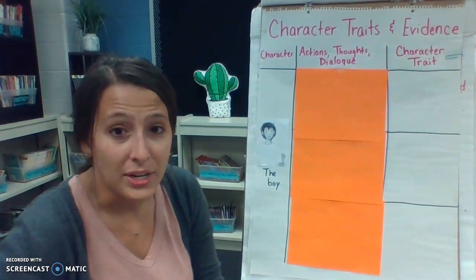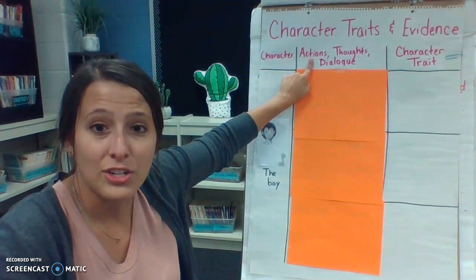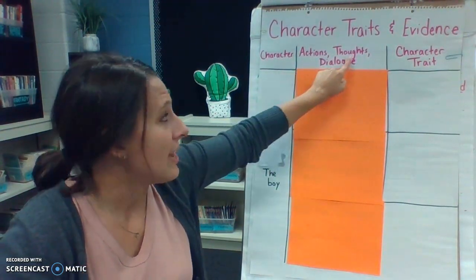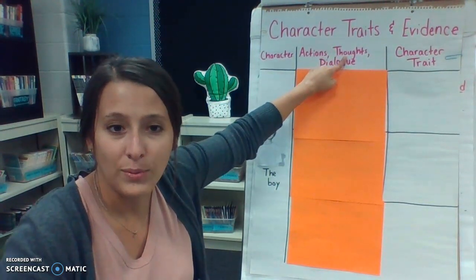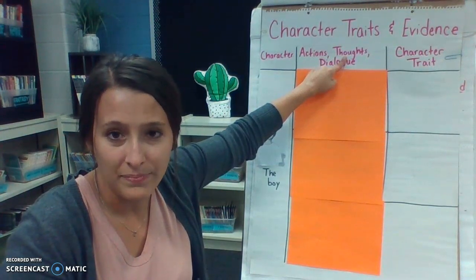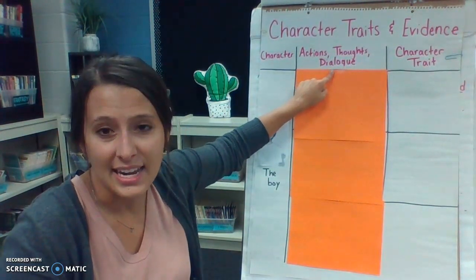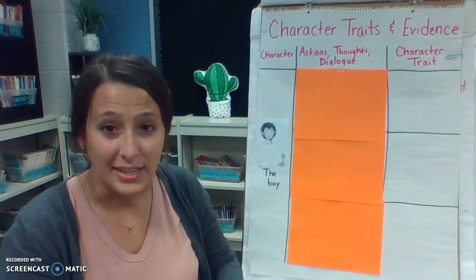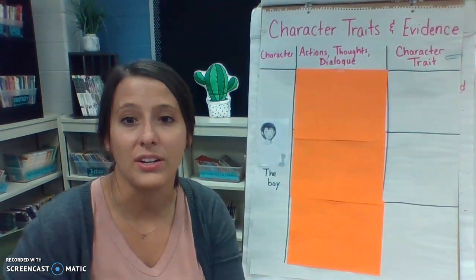We're going to look in 3 different places today to find that great evidence. We're going to look at the character's actions, or in other words, what are they doing in the story that shows a certain character trait. We're going to look at their thoughts, or in other words, what are they thinking in the story, and their dialogue, which means what are they saying in a story that shows a certain character trait. So that's going to be the main places we're going to look for evidence today to support our thinking about character traits.